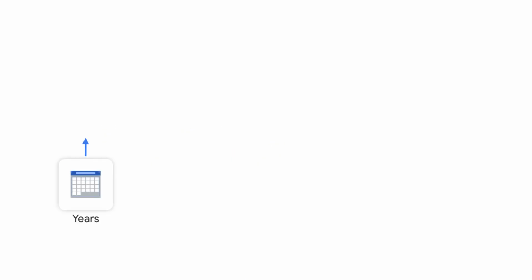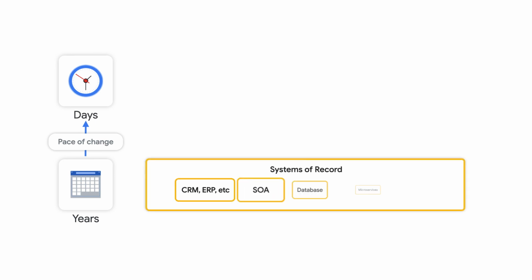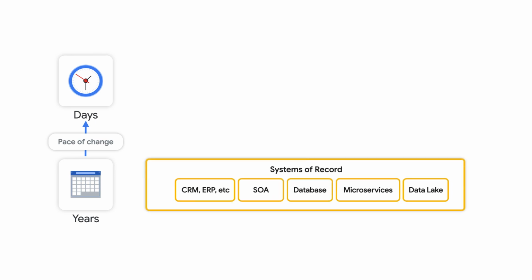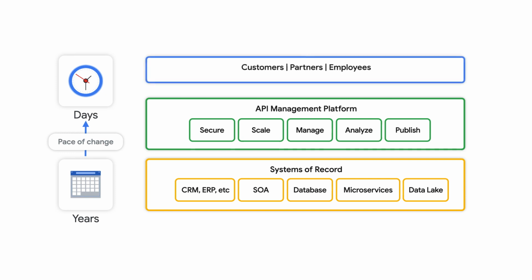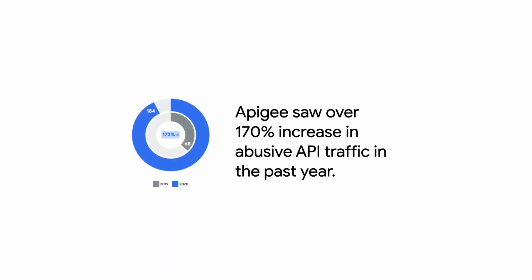So why are APIs so great? Well, APIs significantly reduce the time to market of new innovations and experiences by providing a simple and easy way for developers to consume data and functionality that resides in your backend systems. Because APIs are packages of business-critical information, they are also targets for malicious attacks. Google Cloud Apigee also saw over 170% increase in abusive API traffic in the past year.